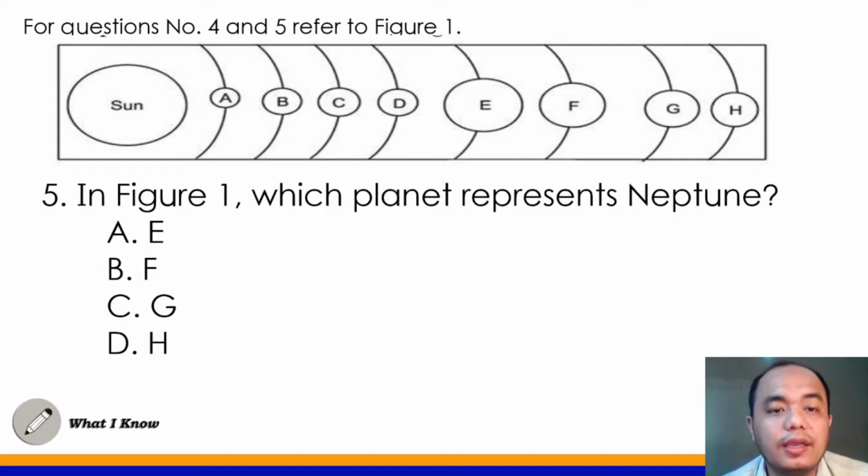Number 5. In figure 1, which planet represents Neptune? A. E. B. F. C. G. Or letter D. H. Alin dyan ang planet Neptune? Yes, Neptune is the last or the farthest planet from the Sun. So that's letter D. So H, no? Yung H na to ang nagre-represent ng planet Neptune.